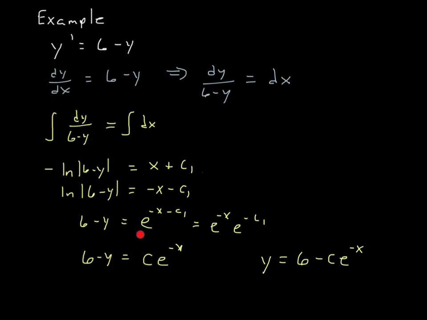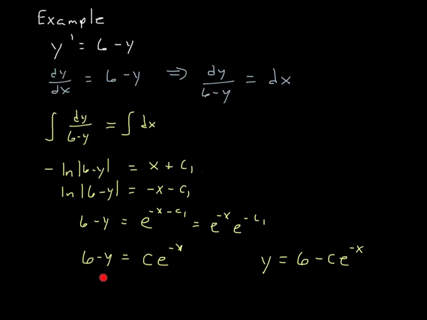So therefore, I know that the absolute value of 6 minus y and 6 minus y must be equal to the same thing. And so by laws of exponents, I can break this up to be e to the opposite of x times e to the opposite of c1, or negative c1. Now this part right there is just a constant. An e raised to a constant is itself going to be a constant. So that's why we replace that with c.